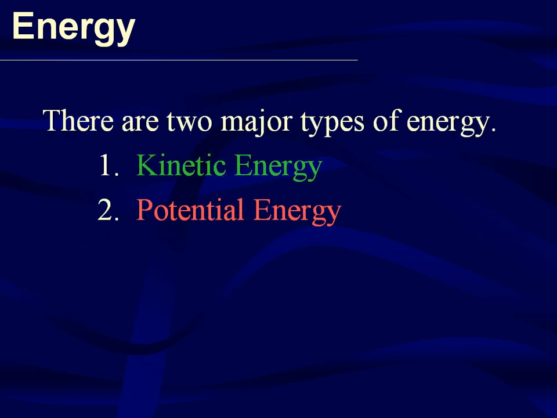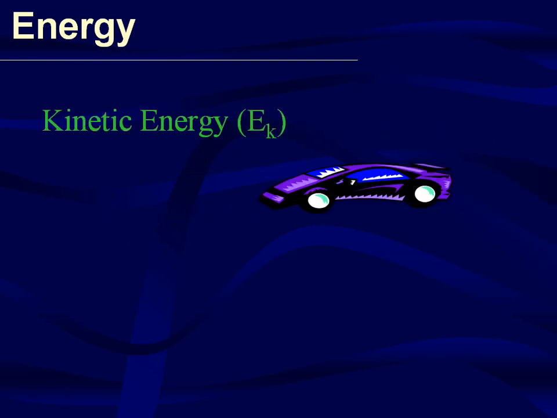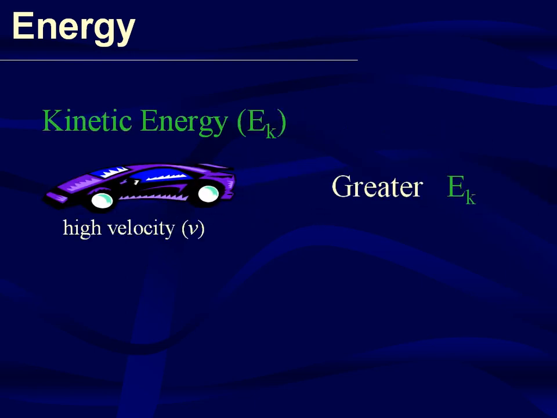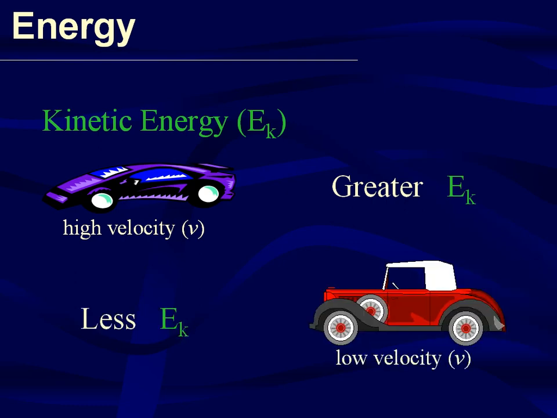There are two major types of energy: kinetic energy and potential energy. Now, we talk a lot about kinetic energy, and then we also talk about the forms of potential energy. First, we'll talk about kinetic energy. Kinetic energy is dependent on how fast an object is going and its mass. The faster it goes, the higher the kinetic energy. The slower it goes, the lower its kinetic energy.